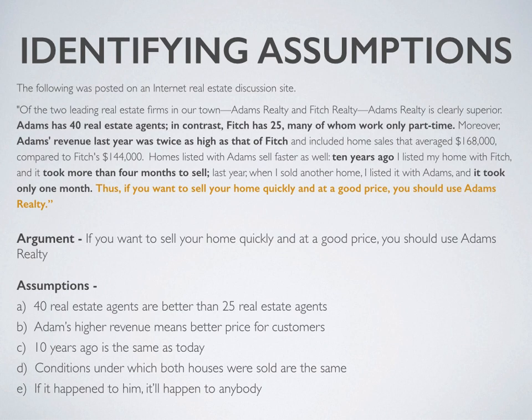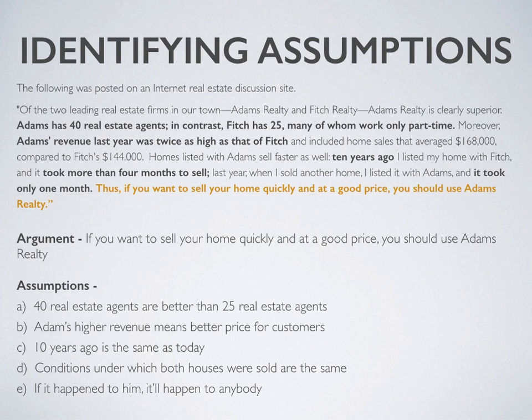Okay, come to the next one. The author says that 10 years ago he sold his house with Fitch. It took him 4 months to sell. And 1 year ago he sold his house with Adams and it took him 1 month to sell. This is an incorrect comparison example because he's trying to compare a situation from 10 years ago to a situation from 1 year ago without indicating that the parameters involved have been the same.